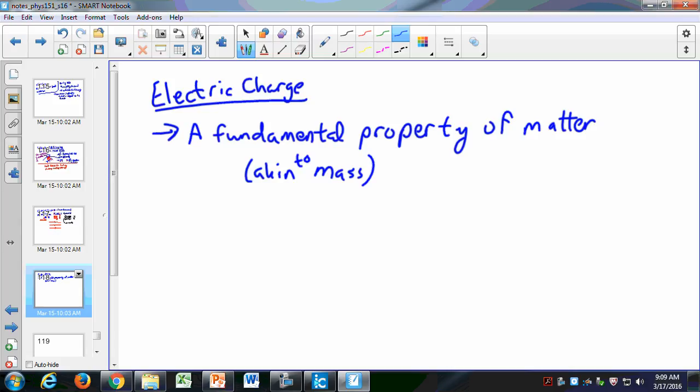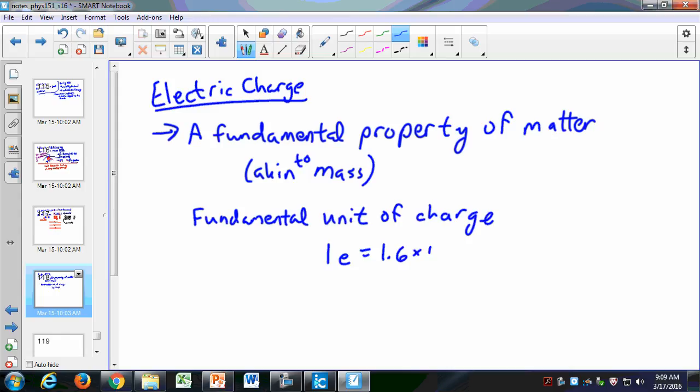We have what we call the fundamental unit of charge. The fundamental unit of charge, which we call e, 1e, has a value equal to 1.6 times 10 to the minus 19 coulombs. Don't bother memorizing that number, but what you do need to know is that this is the most fundamental, or the smallest value for charge that we can have.